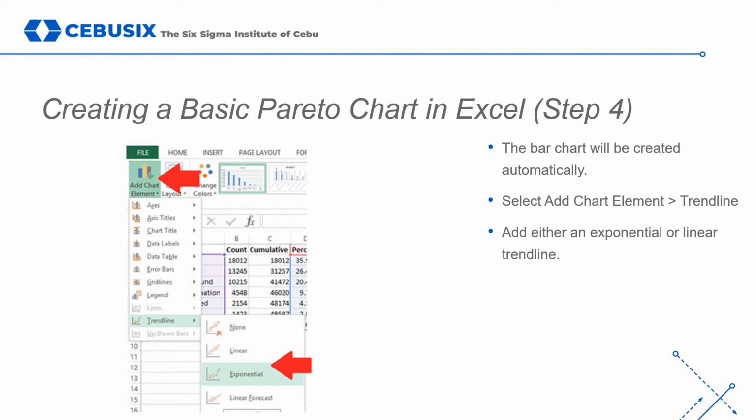But this will only create the chart automatically, as the trend line will need to be added manually to the chart. We accomplish this by selecting the Add Chart Element from the Format tab and select Trend Line. You will have several options to choose from, and each will create a different look to the chart. But in creating a Pareto chart, it is recommended that you use either exponential or linear trendline design.